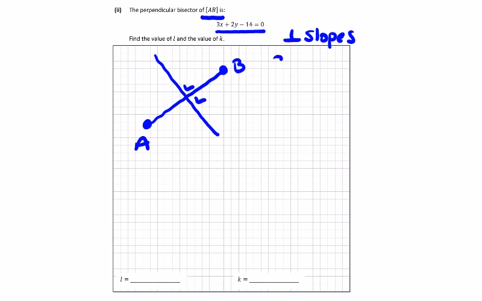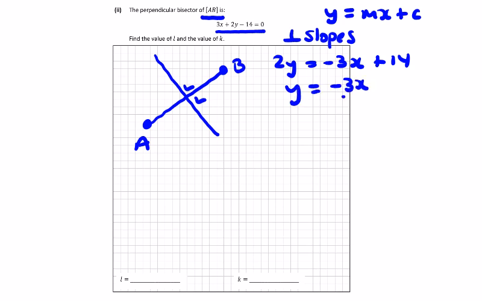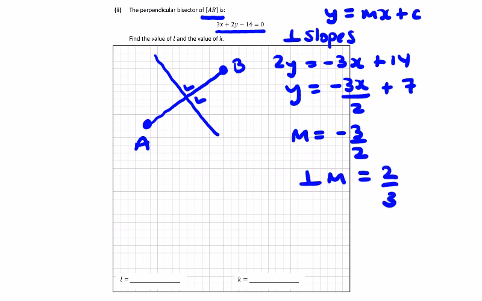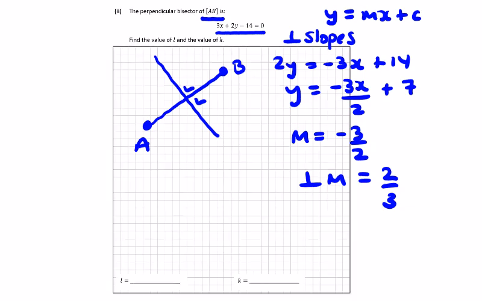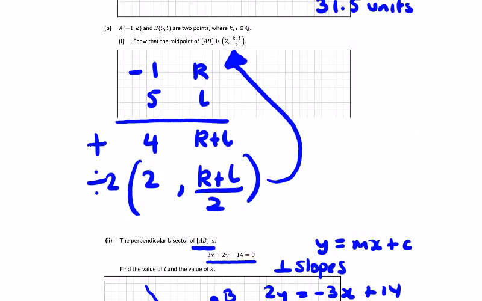So immediately we'll get the slope of this one by writing it in the form y equals mx plus c. The coefficient of x will be the slope. 2y is equal to minus 3x plus 14, so y is equal to minus 3x over 2 plus 14 over 2, or you could write plus 7. So the slope of the perpendicular bisector is minus 3 over 2. So the perpendicular slope is equal to 2 over 3. So I have the slope of the line that contains this point.